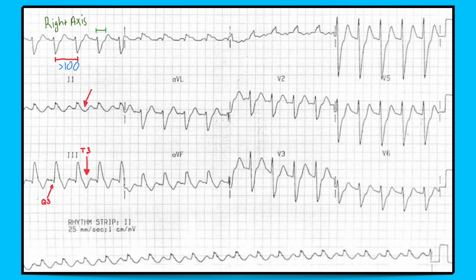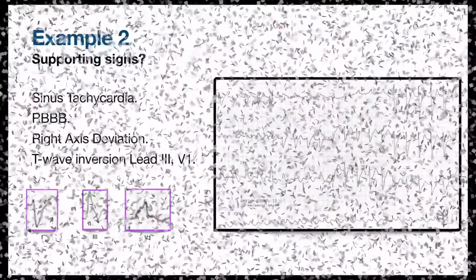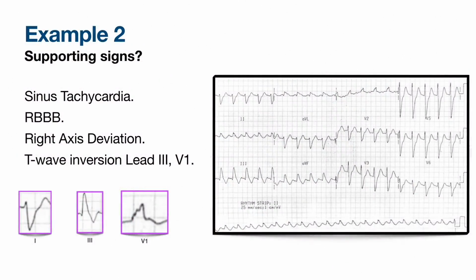Notice the slurring of the S wave in lead 1 and V6 with that RSR pattern up in V1. What is that characteristic of? And there it is. We have our right bundle branch block pattern. So to summarize, we have the sinus tachycardia, right bundle branch block, right axis deviation, and T wave inversion in lead 3 and V1.